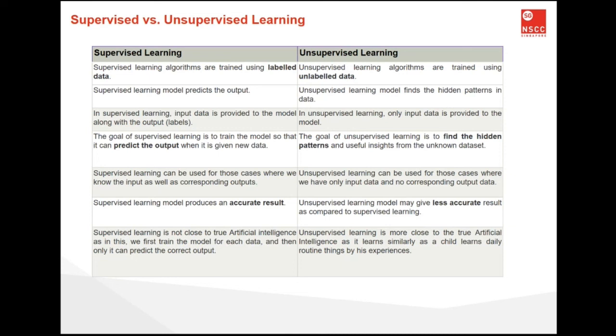Finally, supervised learning is not close to true artificial intelligence, as we first train the model for each data, and only then can it predict the correct outputs. But unsupervised learning is more like true artificial intelligence, as it learns similarly to how a child learns daily routine things by his own experiences. Please note that both supervised and unsupervised learning models are machine learning methodologies, and the selection of either depends on factors related to the structure and volume of your datasets and the use cases of the problem.